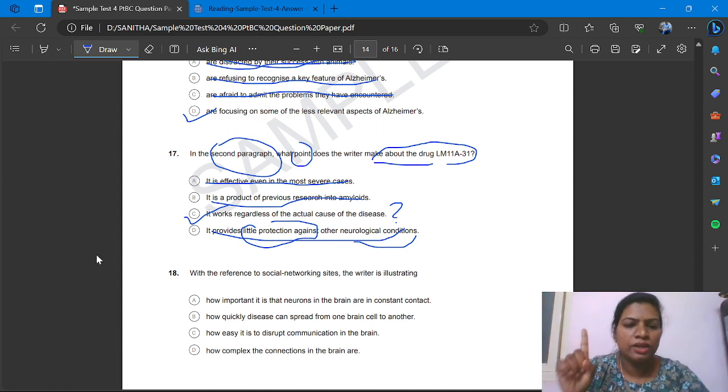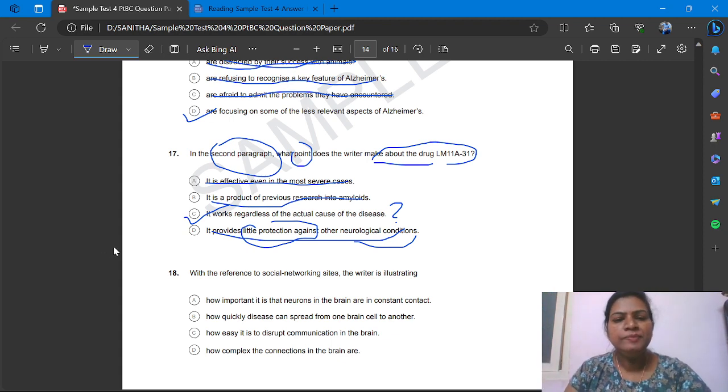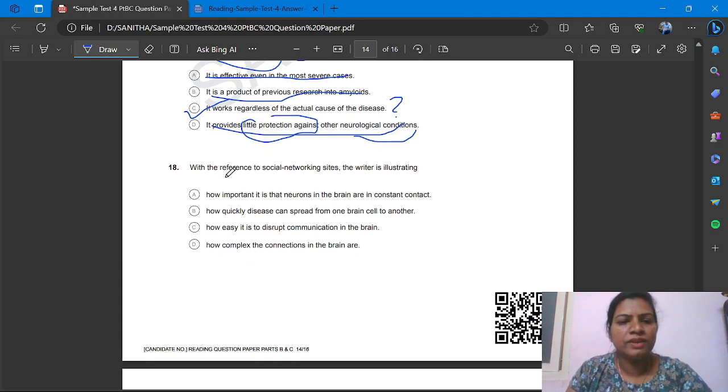Like that, you have to find out the answers. Unnecessarily, they have given three options for distracting your mind. So you have to find out the right technique, the right options. Read the paragraph and eliminate all the unnecessary answers first.